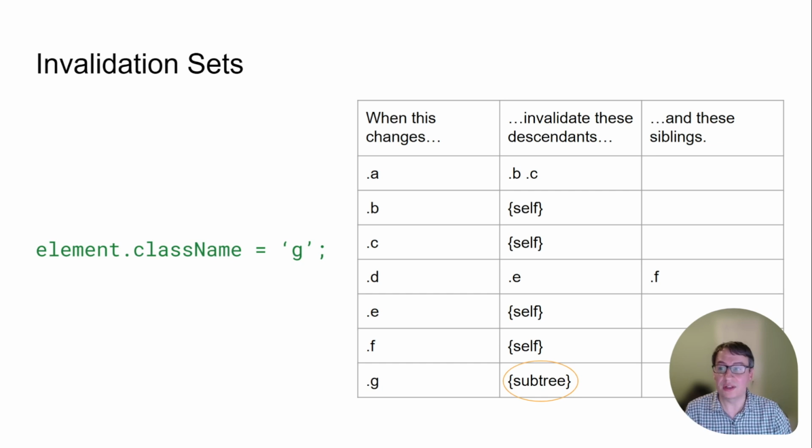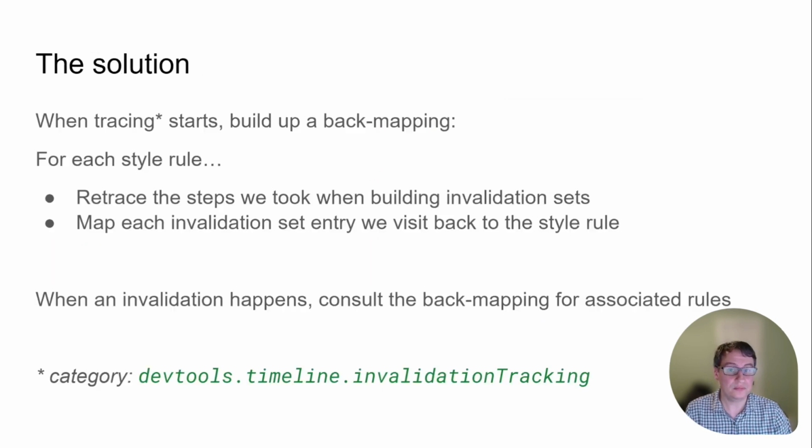But notice that we're only looking at invalidation sets now. Style rules are not in the picture anymore. On real web pages, this can lead to confusion about why entire subtrees are getting invalidated all at once.